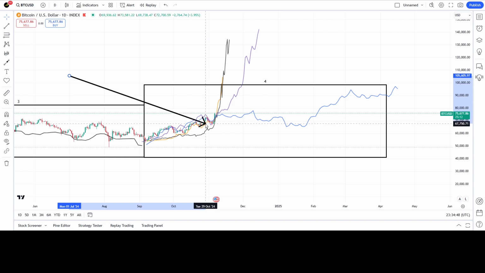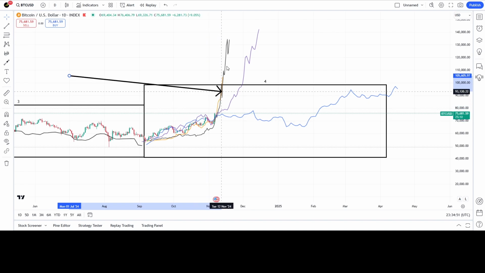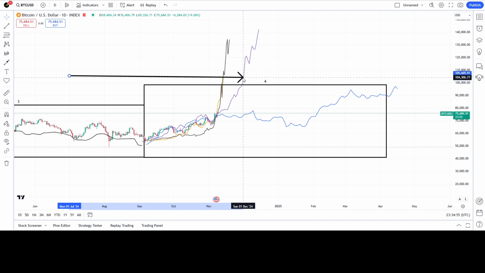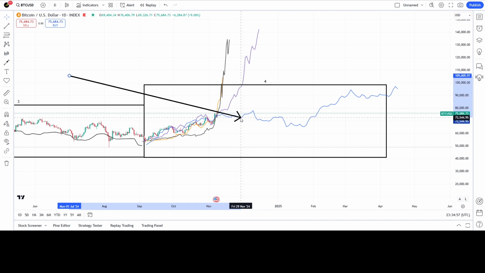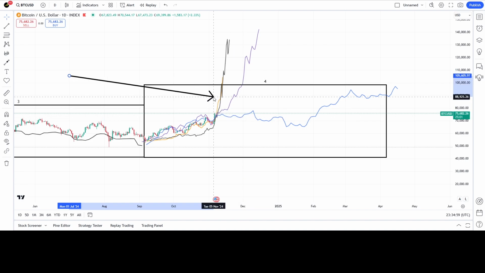I think the yellow one or orange one was the first one. The black one was the second one. The purple one was the third one, the 2017. And the blue one was the most recent one. So what we can gather from this is it's going to be original, but it will harken back to history.